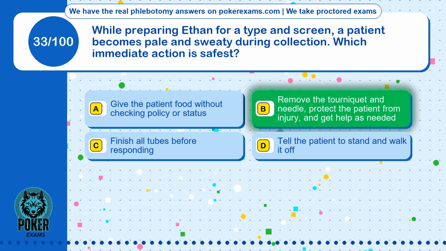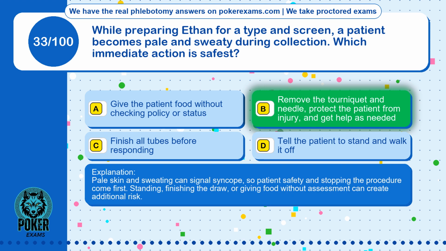The correct answer is option B. Remove the tourniquet and needle, protect the patient from injury, and get help as needed. Pale skin and sweating can signal syncope, so patient safety and stopping the procedure come first. Standing, finishing the draw, or giving food without assessment can create additional risk.